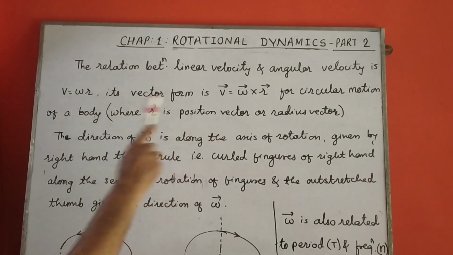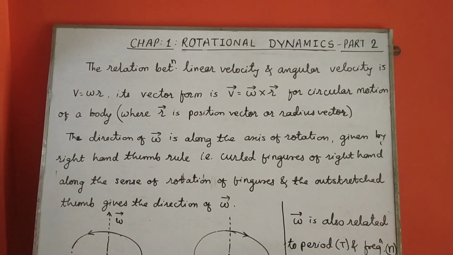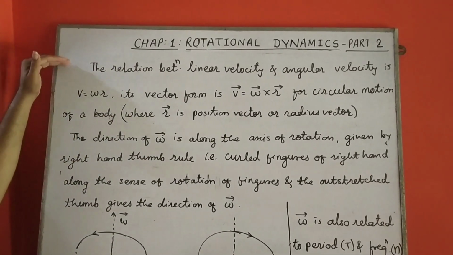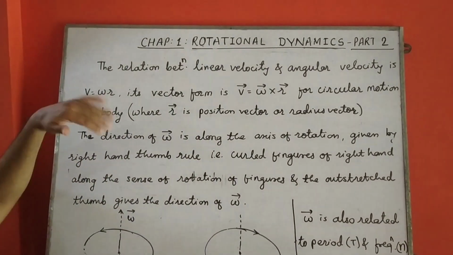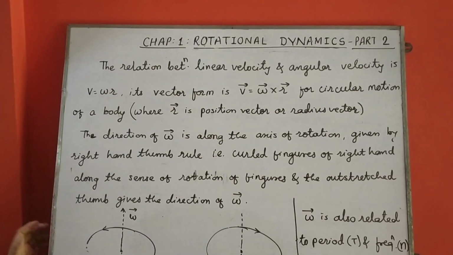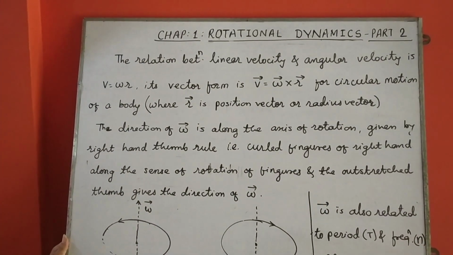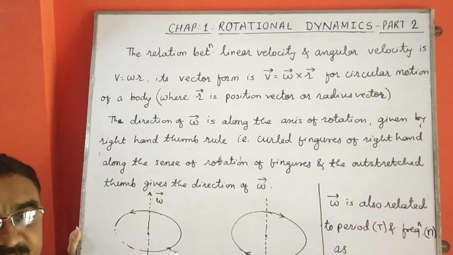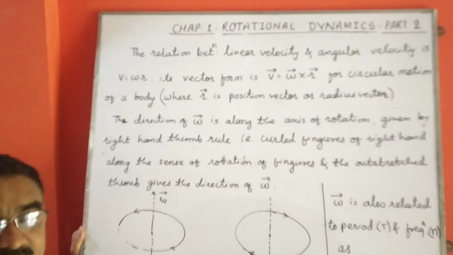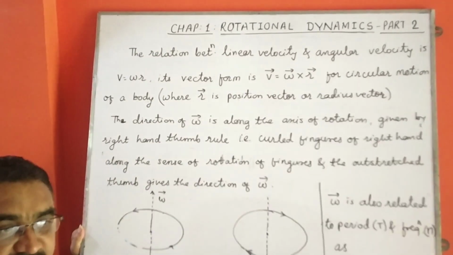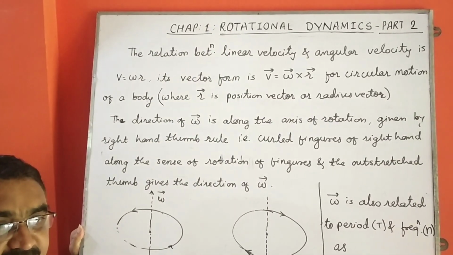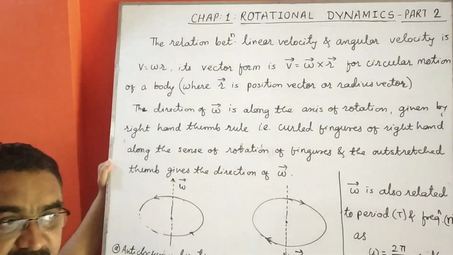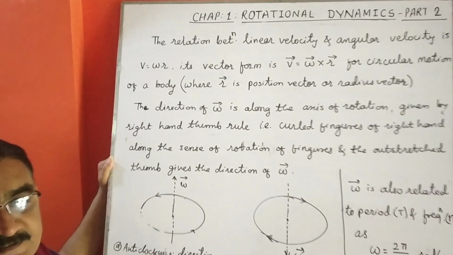In the second part of rotational dynamics, here we study the relation between linear and angular velocity. Before that, we study the analogy between linear and circular motion for three different physical quantities: linear displacement, linear velocity and linear acceleration. They are analogous to angular displacement, angular velocity and angular acceleration.